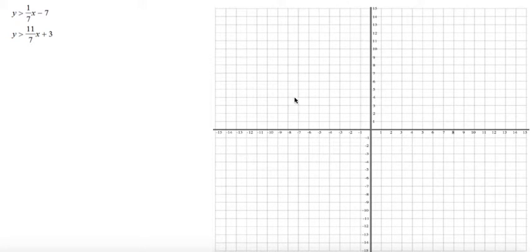Example 26, solve the linear inequality and give one example of a solution, one example of a non-solution. So since this is already in slope-intercept form, we just have to graph. So my slope is 1/7. My y-intercept is -7, so I start my graph at -7. And then slope is 1/7, so I go up 1 to the right 7.